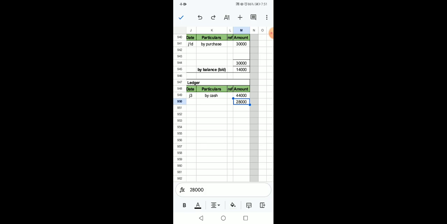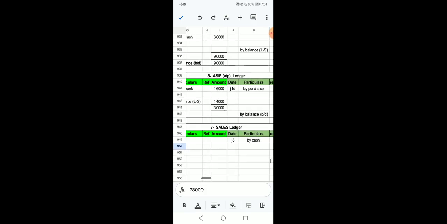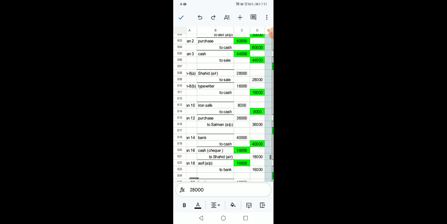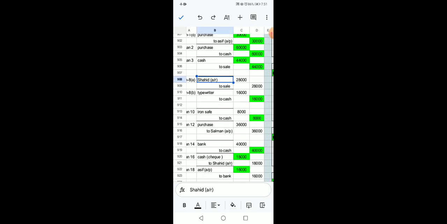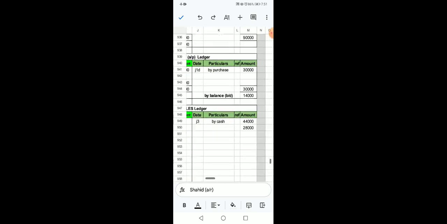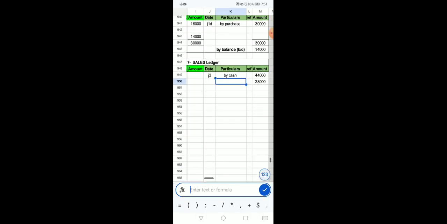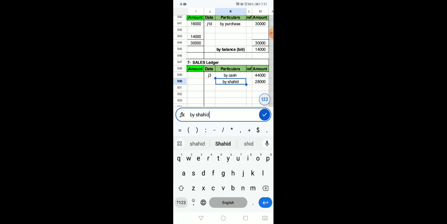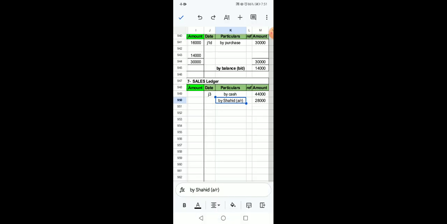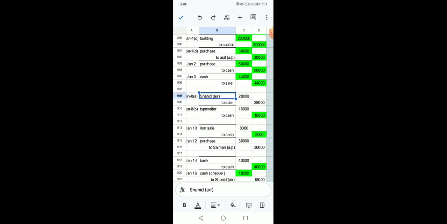We will choose the same side which was present in the journal. Sale was present on the credit side. We have chosen the same credit side in the ledger as well. 28,000 is credited. Let's see what the reference for 28,000 was. Here it was sale. What is written on the opposite side? This is Shahid. So you are going to write the name of Shahid as a reference. In the particulars column, we are selling, so Shahid would definitely be accounts receivable 28,000. Now you can see accounts receivable is already mentioned.